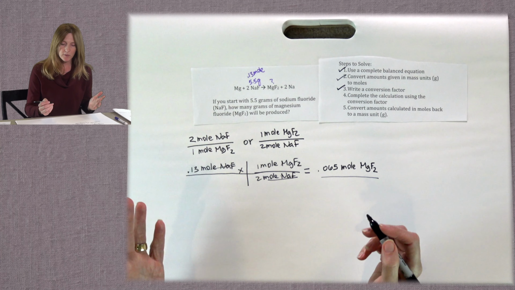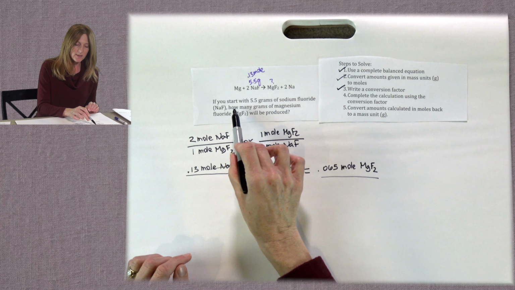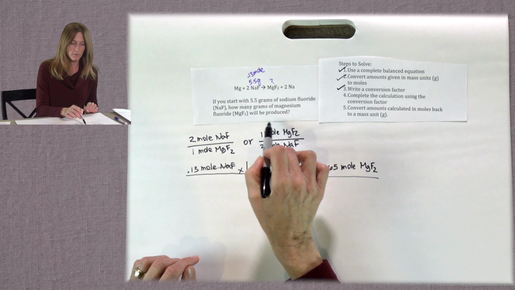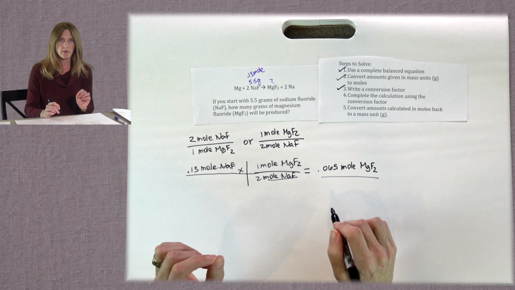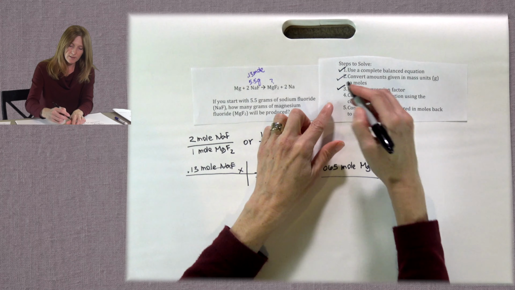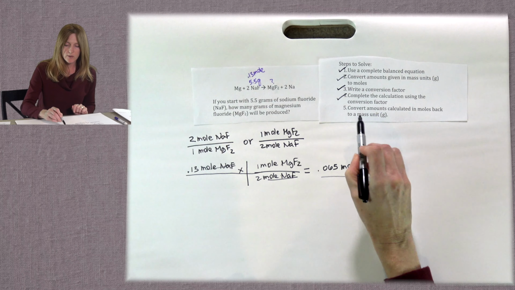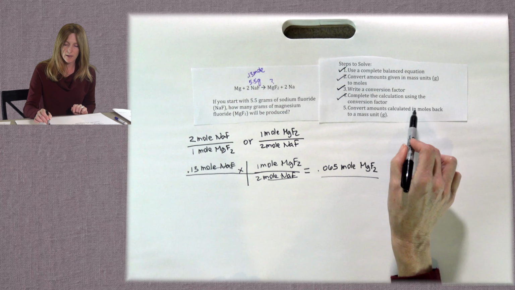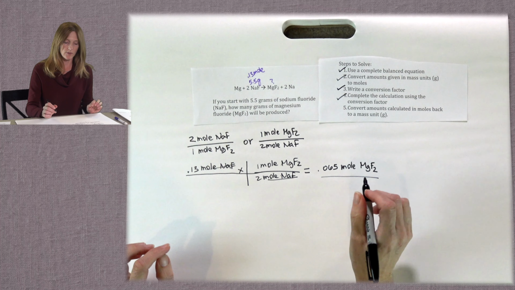Are we finished with this question? Let's check. Let's reread the question. It says how many grams of magnesium fluoride will be produced. We just figured out how many moles. So we're not quite finished. We have one more step. We completed the calculation using the conversion factor. We can check that off. But now we need to convert the amounts calculated in moles back into units of grams. So we'll do that last real quick.